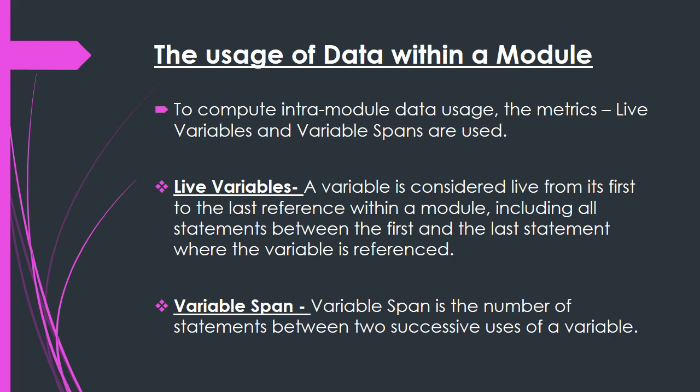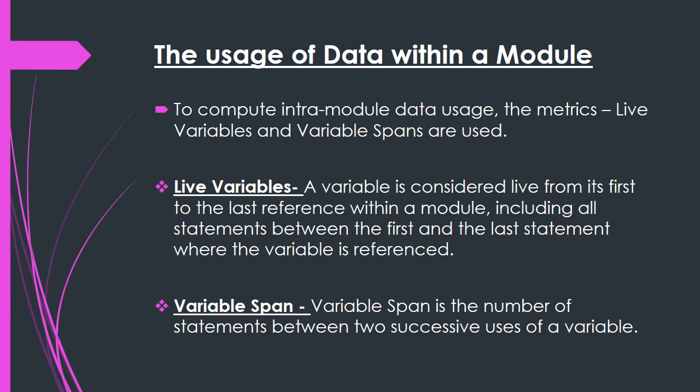Then comes the second type of data structure metrics, that is, how much data is used within a module, that is, the usage of data within a single module. To compute intra-module data usage, metrics like live variables and variable spans are used. That means we are able to compute how much data is used within a single module. Intra-module means single module. We can determine it with the help of these metrics, like live variables and variable spans.